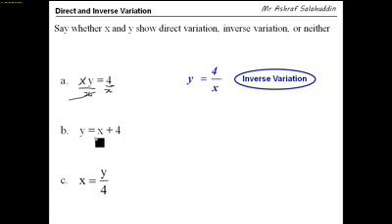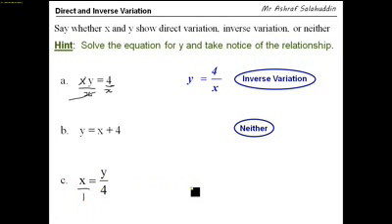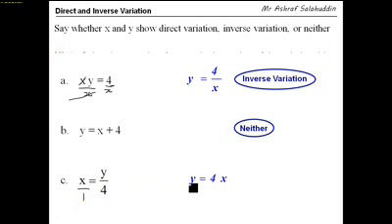For letter B, y equals x plus 4. There is no adding or subtracting in variation, so this relation is neither inverse nor direct variation. Okay, x equals y over 4. If we make cross multiplication and solve the equation for y, y equals 4x. As you notice, this is a direct variation.